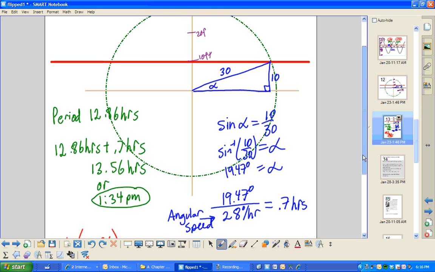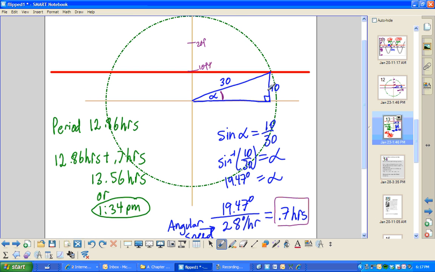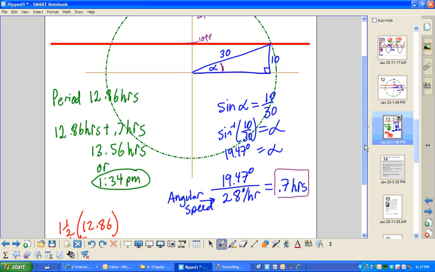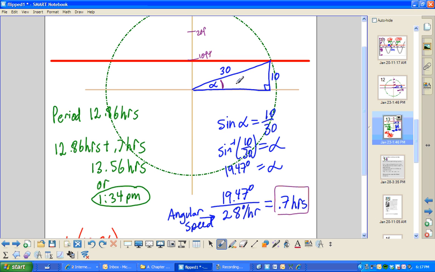Okay, so I solved that out, and I came up with 19.47 degrees. So that angle is 19.47. Now, if I take 19.47 divided by the angular speed, I get 0.7 hours. Okay, 0.7 hours is the time it takes for the tide to go from midline to 10 feet. So now what I need to do is figure out where we are at the midline. Well, we know that the time it takes all the way around will be 12.86 hours.